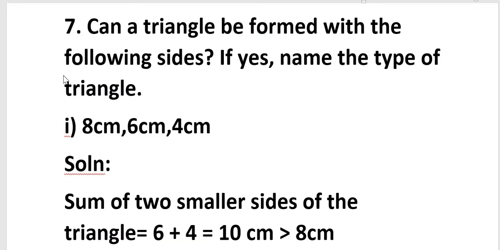Problem number 7. Can a triangle be formed with the following sides? If yes, name the type of triangle. Triangle's sides are given. We should find out whether we are able to form a triangle. Can a triangle be formed or not? If yes, what type of triangle is it?